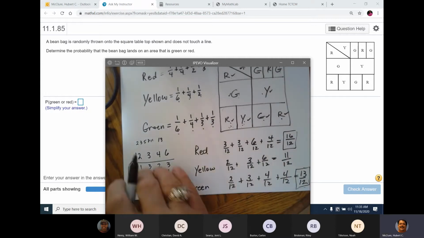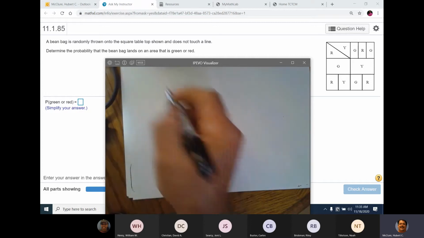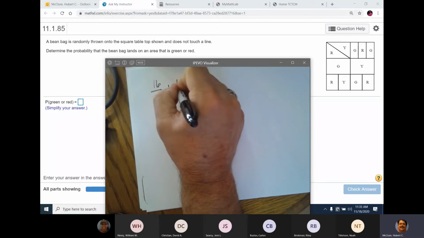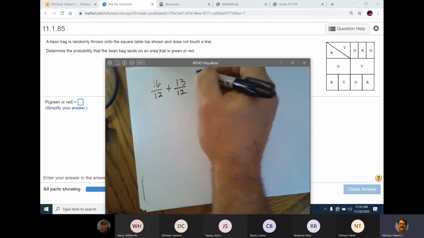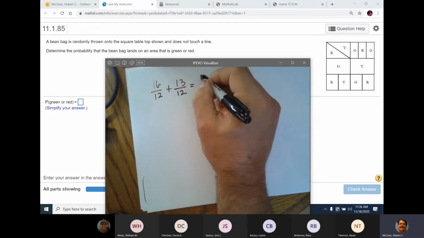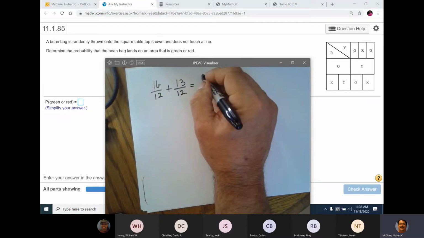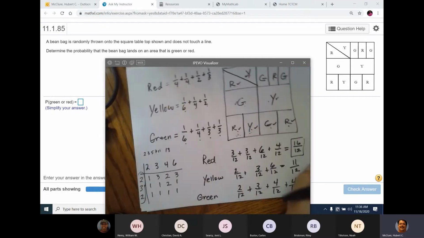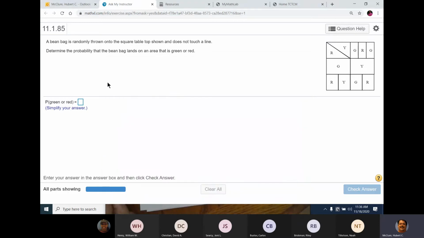And I feel like I'm doing something wrong on this problem. But that is 16/12 plus 13/12. And I know I'm doing something wrong because you shouldn't get a probability of above 1. So I know I've done something wrong here. That's 29/12, and that's not right. So let me look at it from a common sense standpoint.